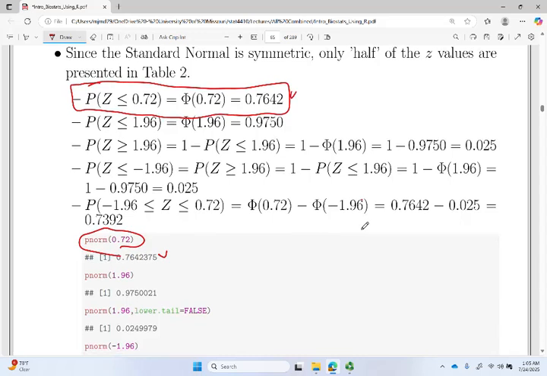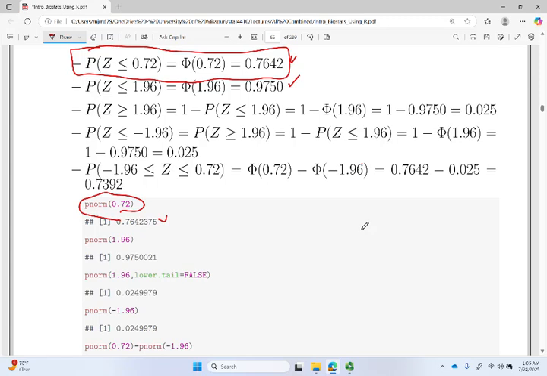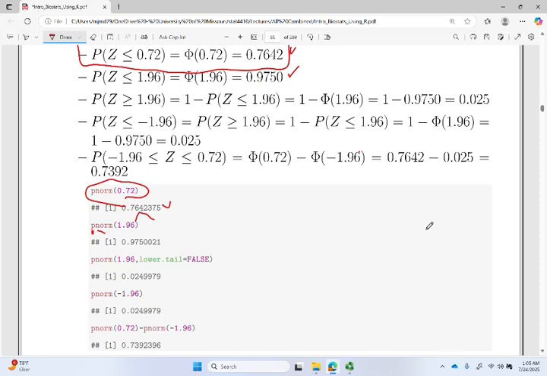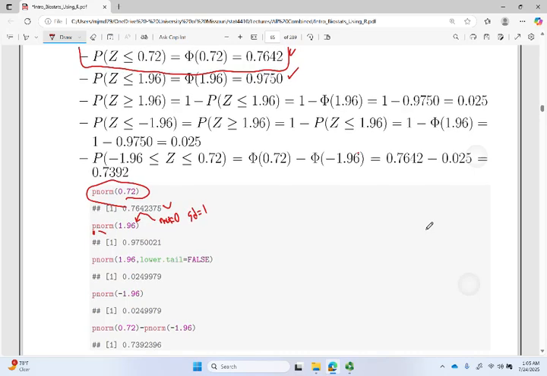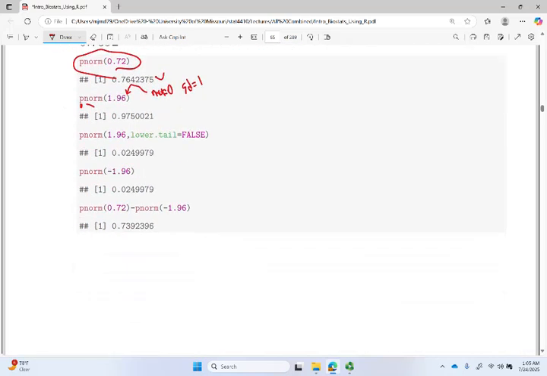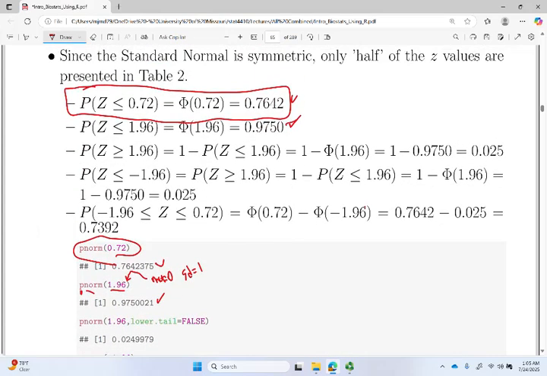To be less than 1.96, you can find in the table that it's 0.975. And so remember, P norm stands for the CDF of a normal. And when there's no additional parameters, it means the mean mu is 0 and the standard deviation is 1. So that's the probability of being less than 1.96, which is about 97%.